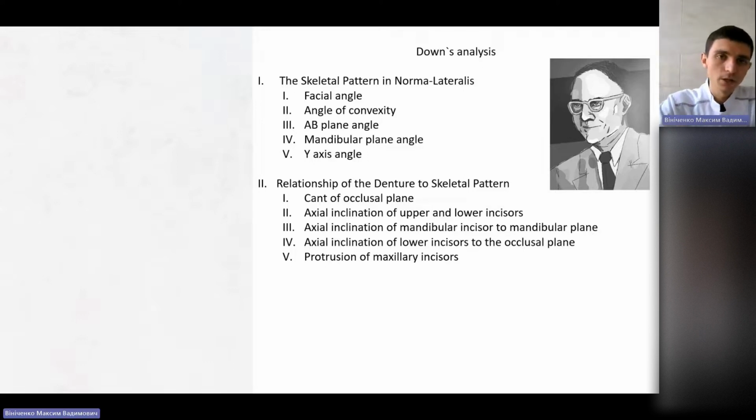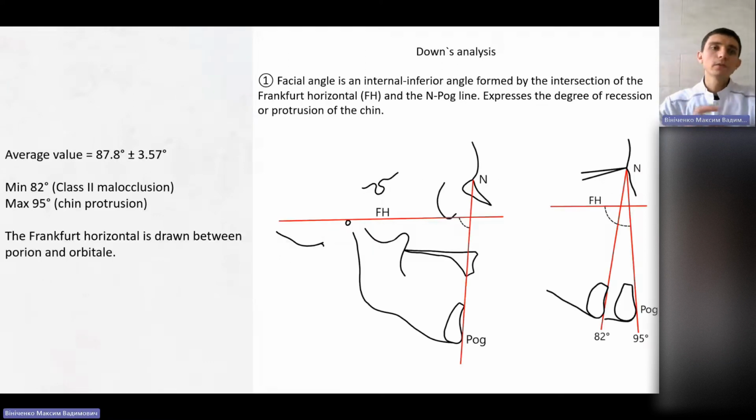The skeletal pattern includes the facial angle, angle of convexity, AB plane angle, mandibular plane angle, and Y-axis angle, and the relationship of the denture to the skeletal pattern: cant of the occlusal plane, axial inclination of upper and lower incisors, axial inclination of mandibular incisors to the mandibular plane, axial inclination of the lower incisors to the occlusal plane, and protrusion of maxillary incisors. So the first is the facial angle.